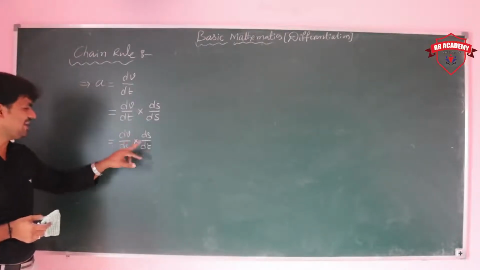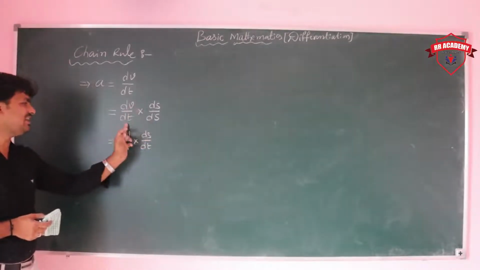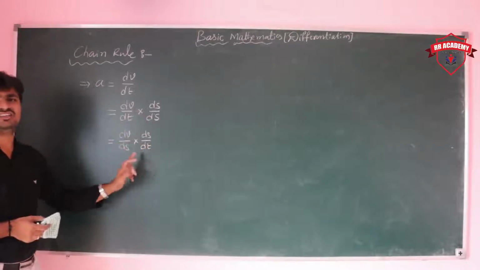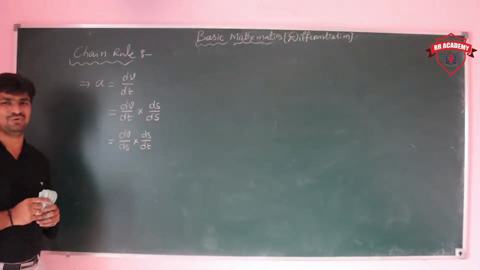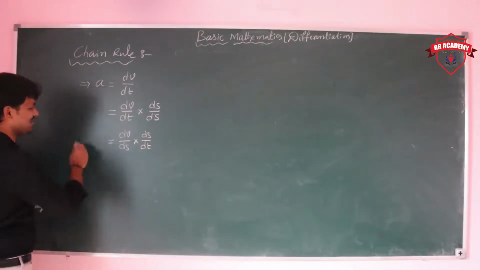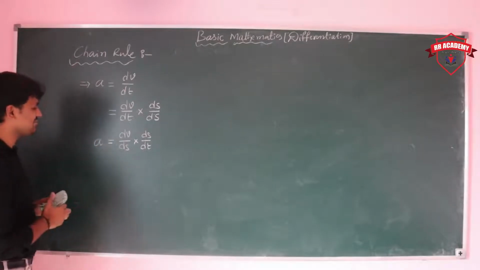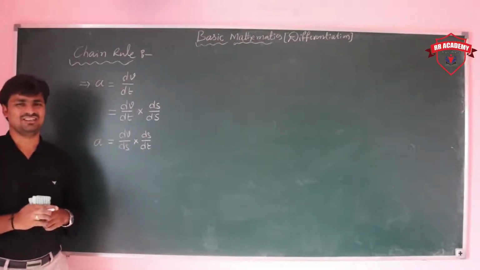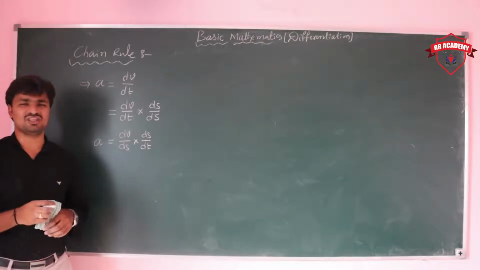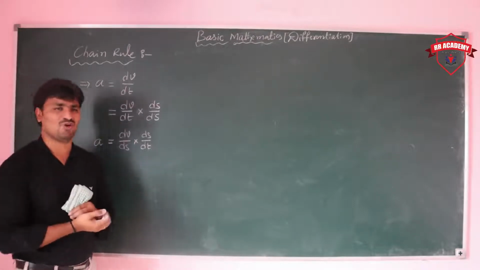What are we doing? We are doing nothing, just sending ds here and dt here. This is called simply the chain rule. So this is the acceleration value. There is no change in this. By application of this chain rule, we will try to solve one problem.